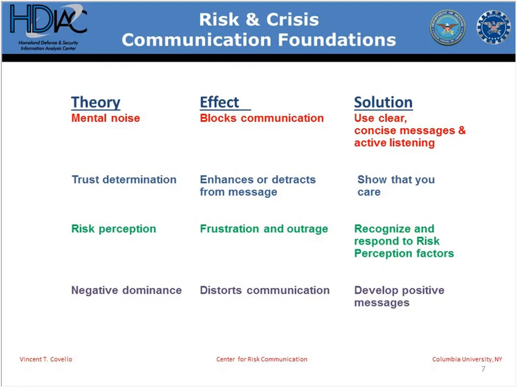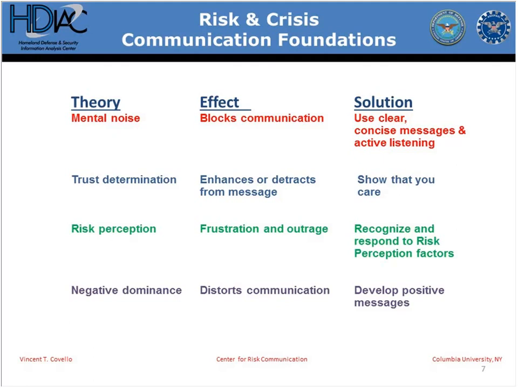Then there's the negative dominance theory. And basically what that says or means is that people come to the table based on their life's experiences, based on their paradigm or where they are at this point in time in their lives. They come to the table, the risk communication and crisis communication table, with preconceived notions about X, whatever X happens to be, about whatever that situation happens to be. And so that negative dominance tends to distort that communication.